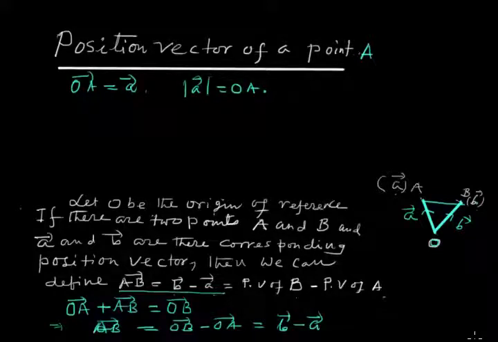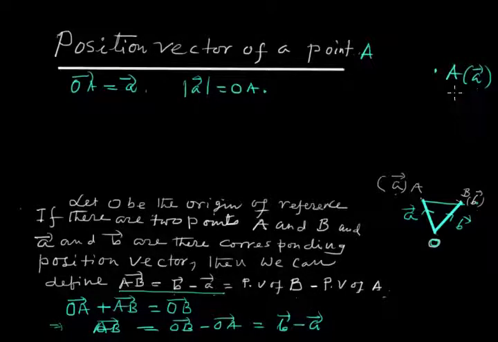Hello my young friends. Today we'll discuss the position vector of a point in a two-dimensional plane or in space. Now let's take a point A and a vector A is defined here. When a vector is defined at a point, the question that arises in our mind is: what is the length and what is the direction of this vector.